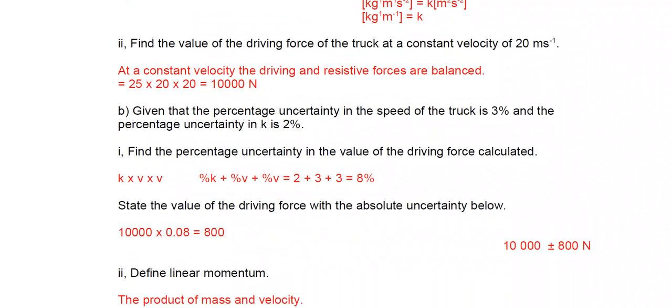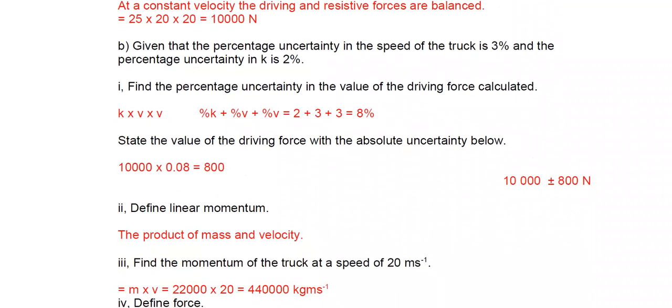Next it says find the value of the driving force of the truck at a constant velocity of 20 meters per second. Well, at a constant velocity, the driving force and the resistive forces are going to balance out. So if we can find the resistive force, then we know the driving force, which is going to be 25 times 20 times 20, or 10,000 newtons.